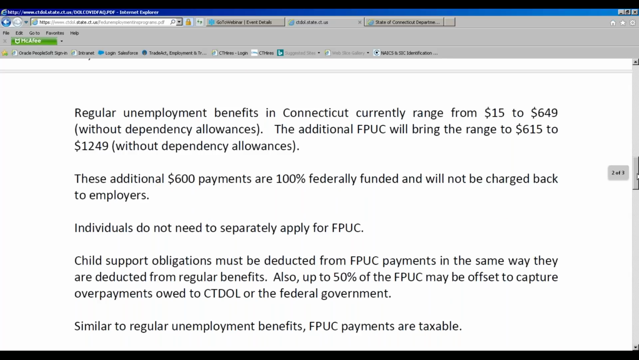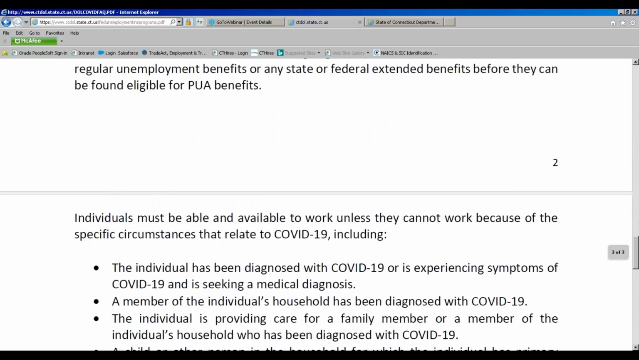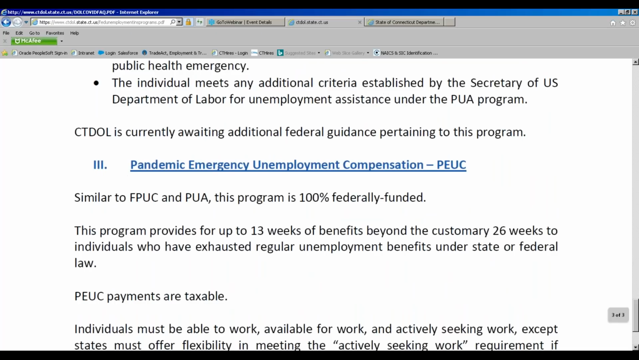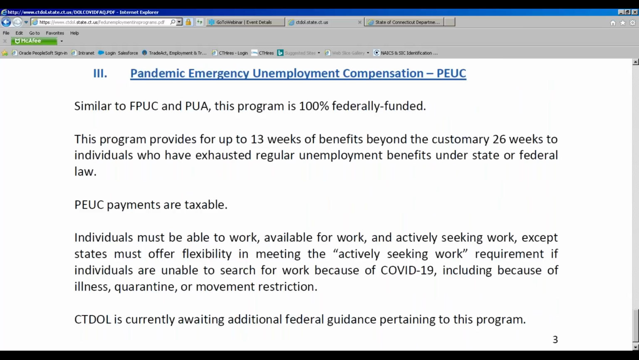The third one I'm going to cover today, and I kind of touched on the subject a little earlier, is called Pandemic Emergency Unemployment Compensation. This will extend what is normally a 26-week regular unemployment program, which is standard in Connecticut if you're collecting full benefits. And it's going to add an additional 13 weeks on top of that, so a total of 39 weeks of unemployment, 26 of regular unemployment, and an additional 13 weeks after that.